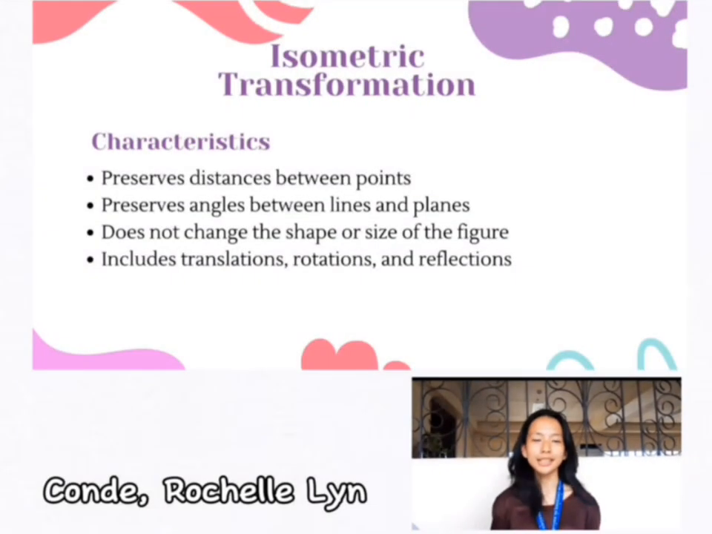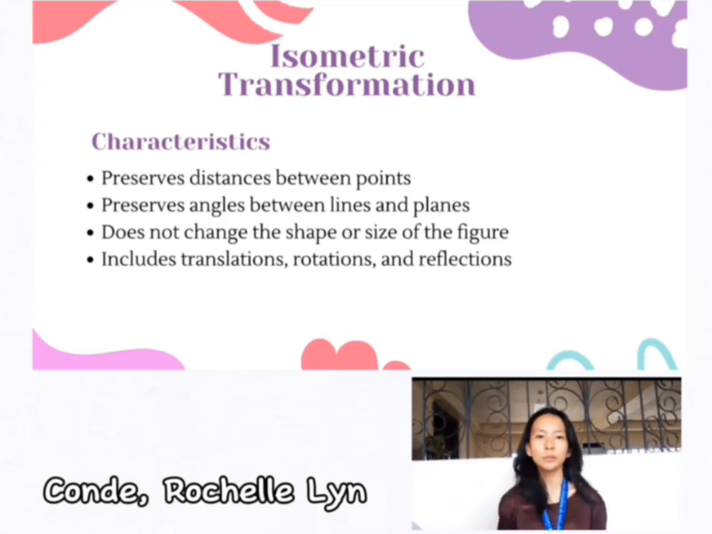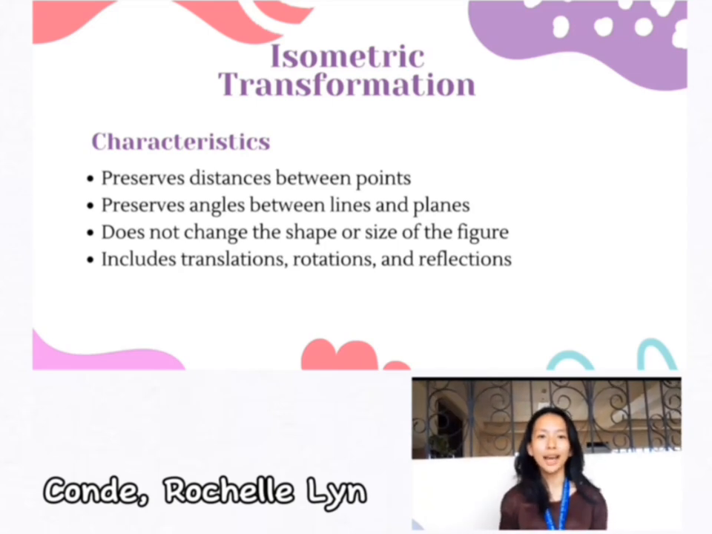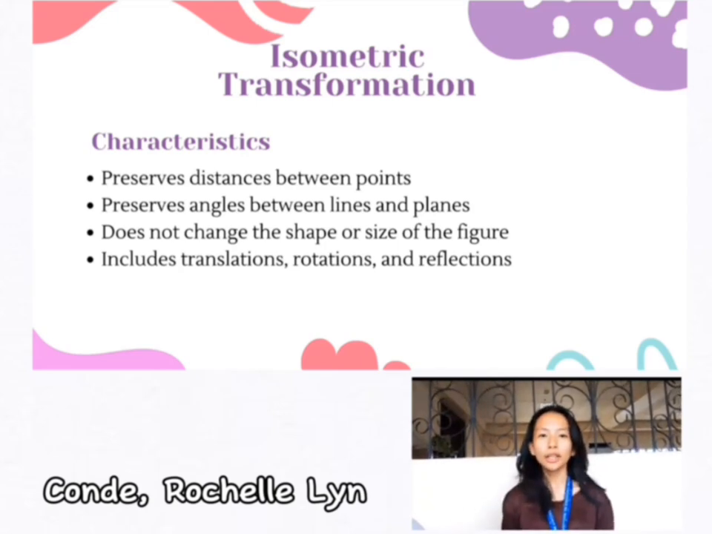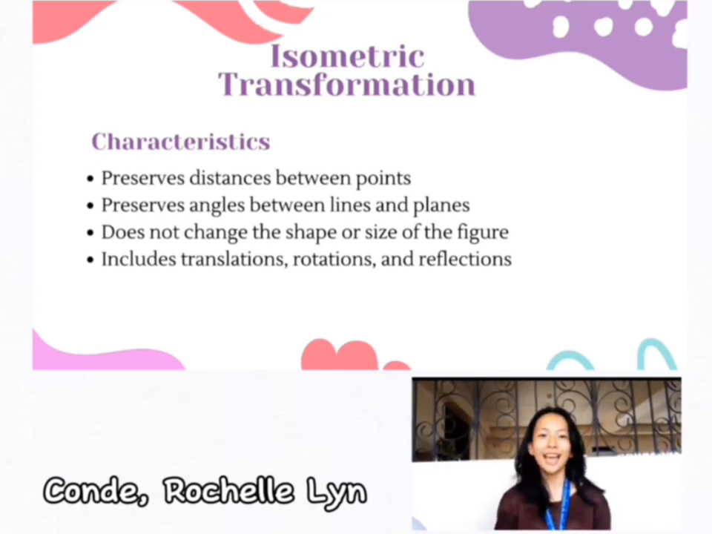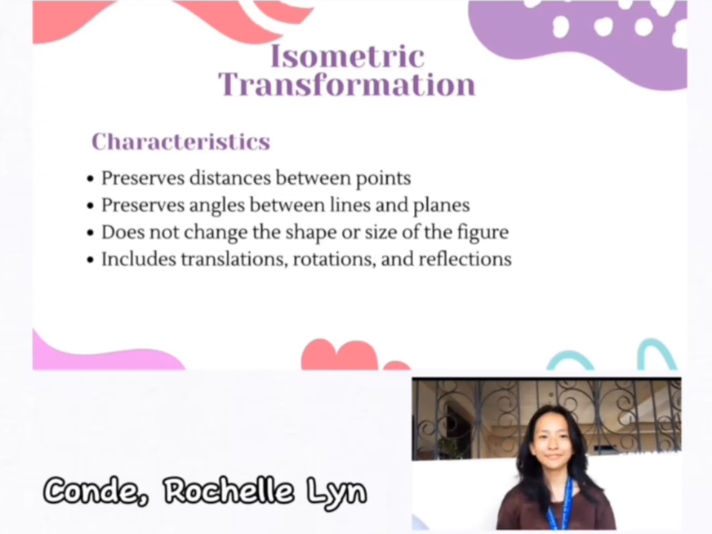The characteristics of isometric transformation. First, it preserves distance between points. Second, it preserves angles between lines and planes. Third, it does not change the shape or size of the figure. Last, it includes translation, rotation, and reflections.